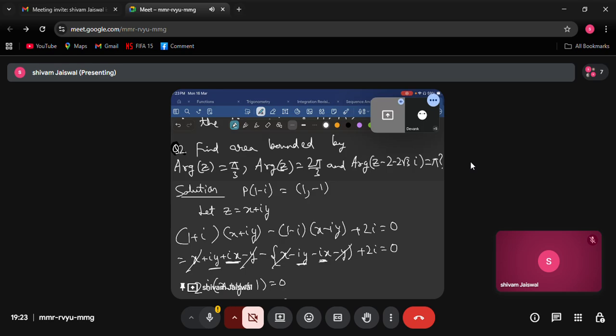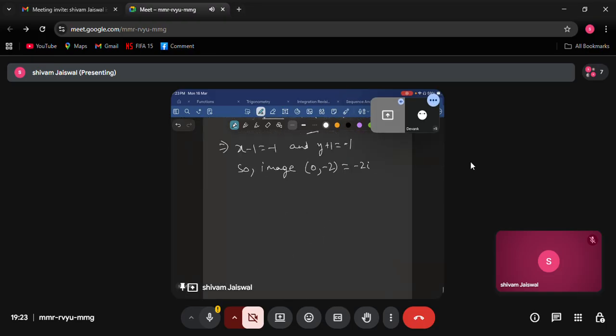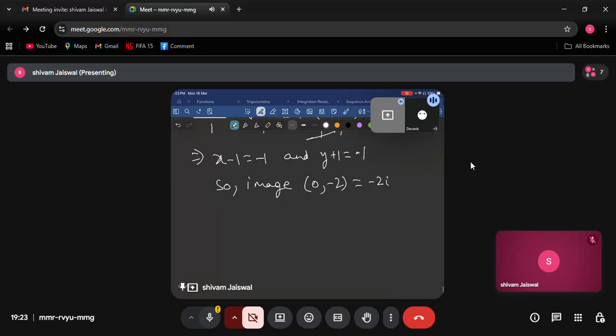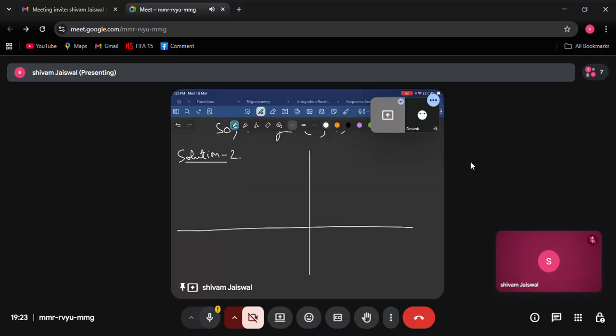Everyone pay attention. Argument of z is equal to pi by 3. Argument of z is equal to 2 pi by 3. So what is the meaning of argument of z is equal to pi by 3? Tell me. It is a ray, right? Argument of z is equal to pi by 3, it is a ray, 60 degree. And argument of z is equal to 2 pi by 3, this is also 60 degree. Okay. Next.